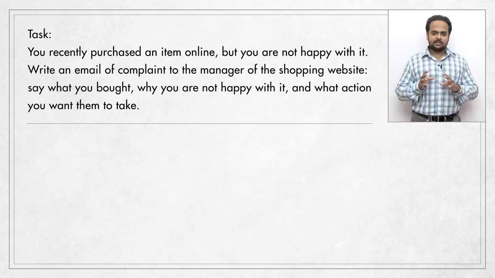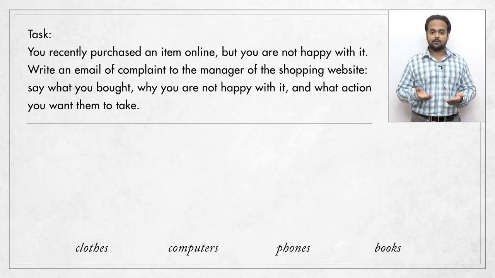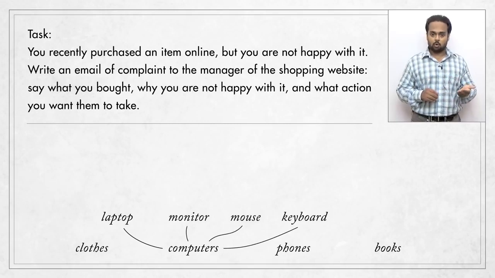So what kinds of things can we buy online? We can buy clothes, we can buy computers, phones, books, and so on. Let's think of some more specific ideas. I like computers, so let's talk about them. You can buy a laptop. Actually, you can also buy computer parts like a monitor, a mouse, or a keyboard. For this task, I'm going to go with a mouse because it's easy.